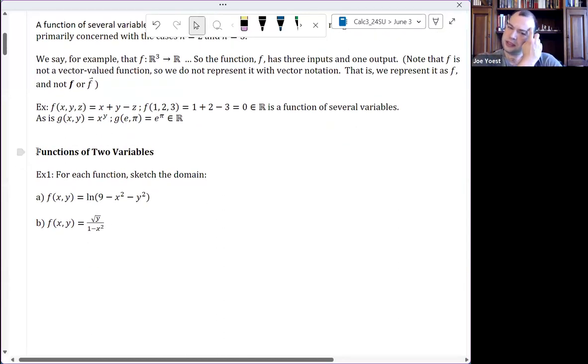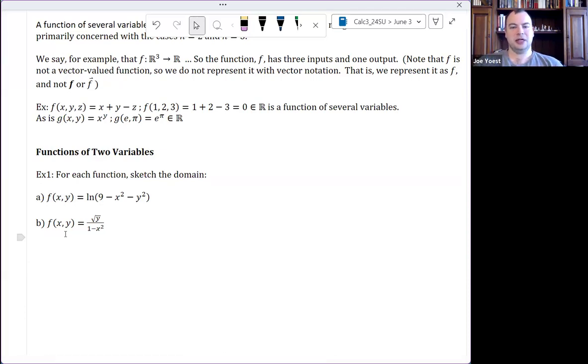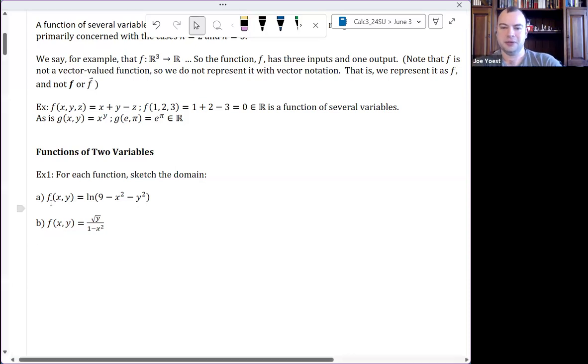Okay, so let's start by looking at functions of two variables, where we have two inputs and one output. And we know that a function takes as inputs points in its domain and gives us outputs, points in the range. So let's take a look at each of these functions and determine the domain.